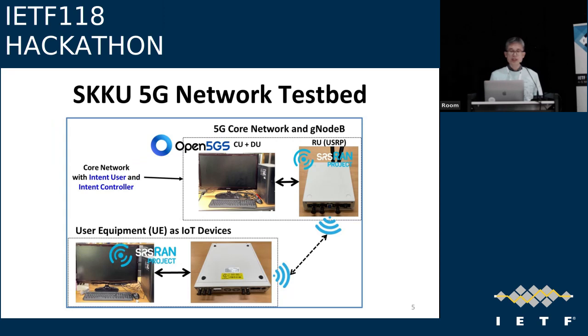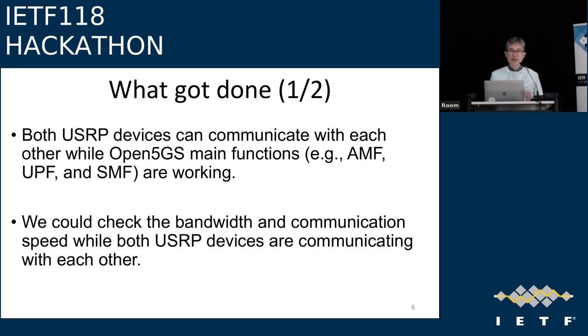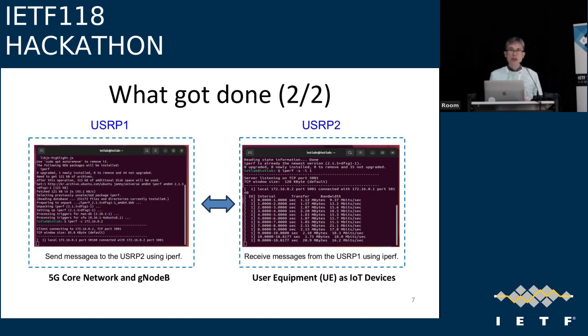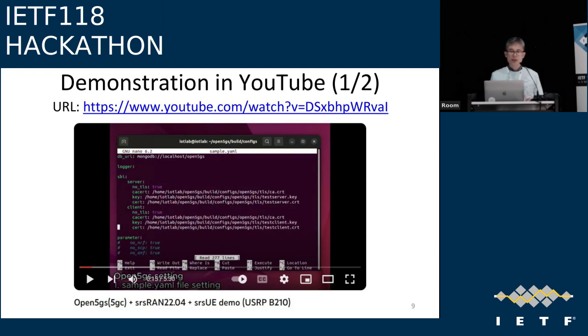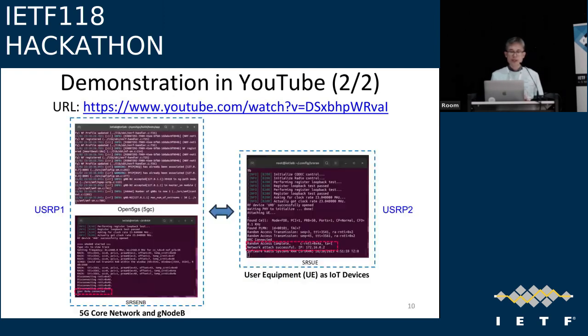So basically, in this hackathon we set up this 5G network testbed. The upper side is the core network and radio unit, and the lower side is user equipment for IoT devices. We used USRP devices. We set up the 5G core network and radio network, and configured the AMF, the access and mobility management function, the UPF, the SMF, and so on. We demonstrated the communication between two devices. This is an open source project. Even though this is the initial state, we will keep working on it. And this is our demonstration for the testbed.